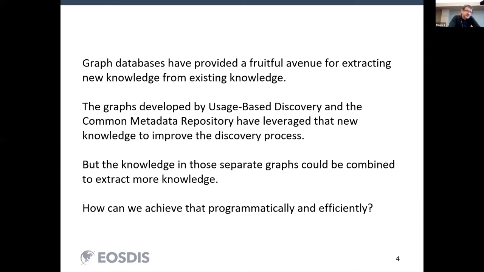So a use case that I'm going to detail in the upcoming slides shows how this could be advantageous to us. We know there are other knowledge graphs in similar domains that can improve our implementation, but that knowledge resides in two separate graphs, operate in two different environments under different stewardship. So how can we combine and leverage that knowledge programmatically and efficiently?